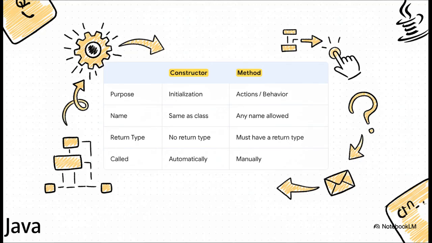A constructor must have the same name as the class. A method can be named whatever you want. And the big one, constructors have no return type and are called automatically, while methods must have a return type and have to be called manually.